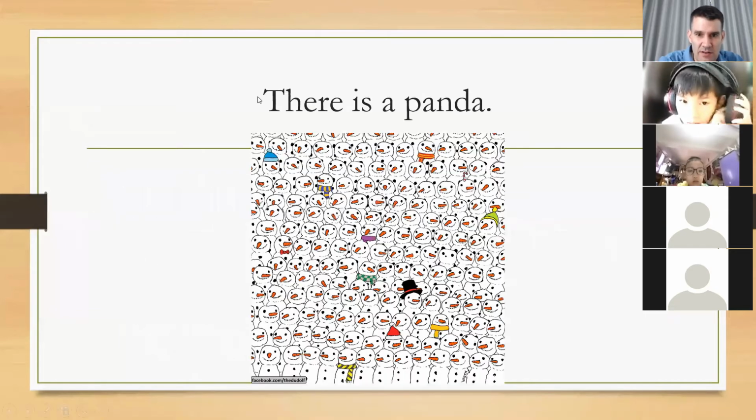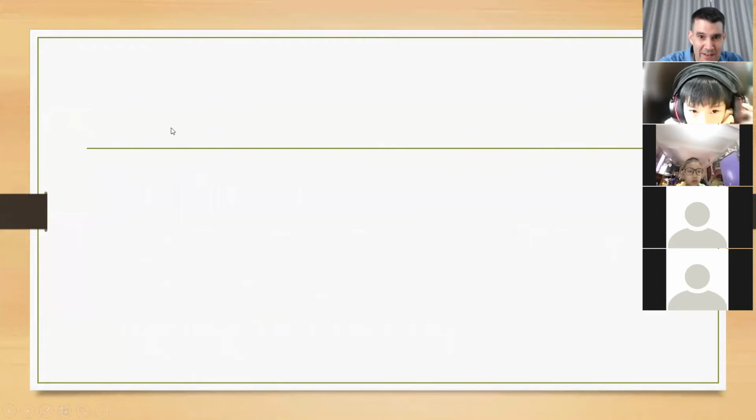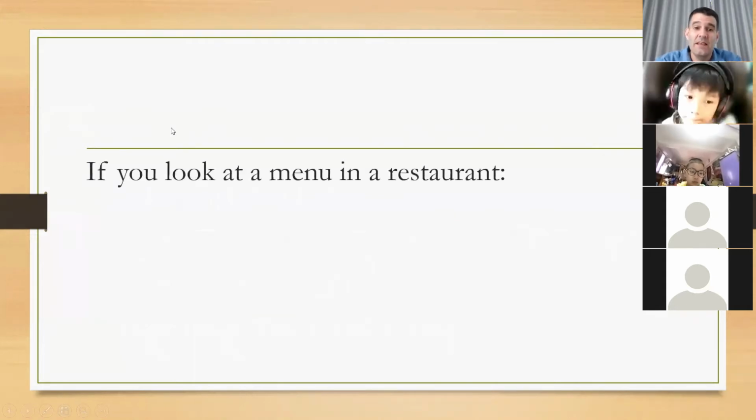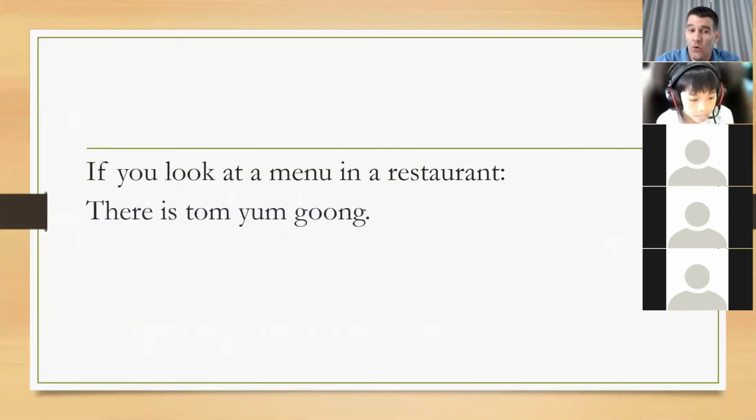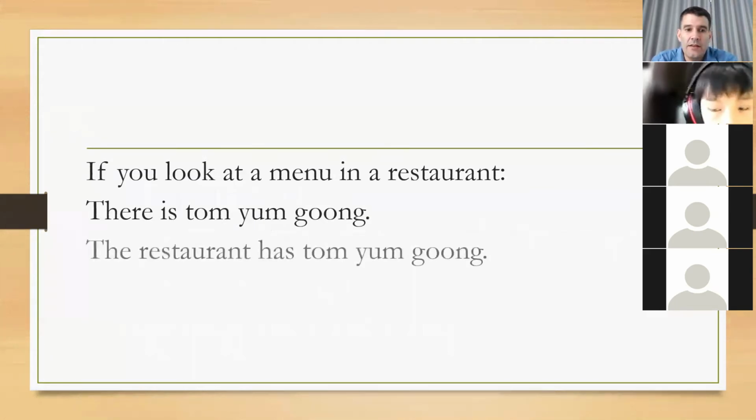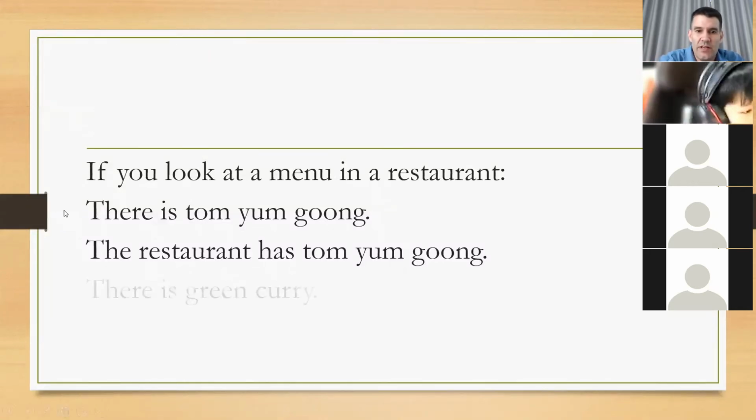So I will show you the picture. It is like this. There is a panda. Maybe you can see it, maybe you cannot, but there is a panda. If you are at a restaurant and you look at the menu and you see there is tom yum goong, you can say this in a different way. You can say the restaurant has tom yum goong. You can think of it like that. But in English, you would say there is tom yum goong. It is just easier to say there is instead of the restaurant has. It is shorter and easier.